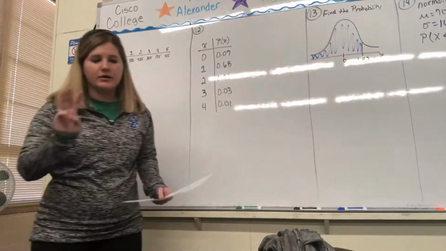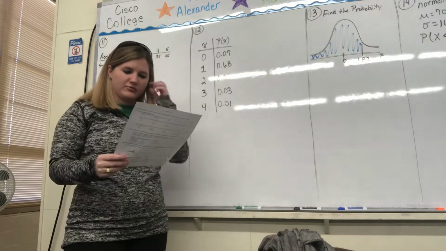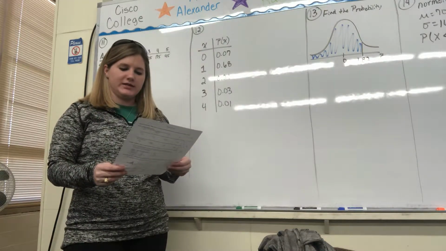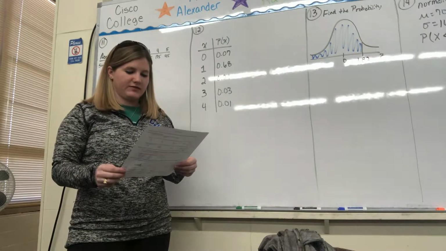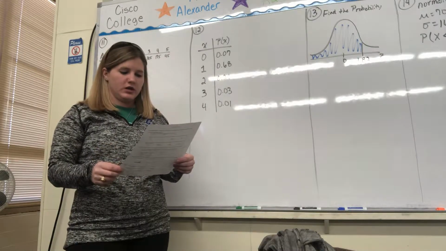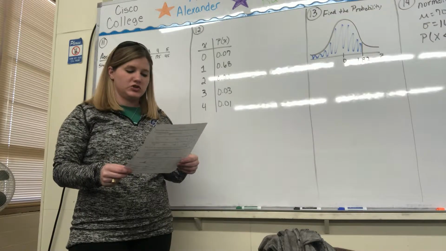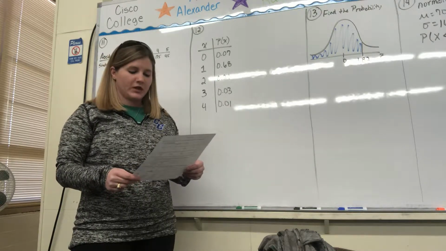Okay, we are now on page 3, number 11. A student has 5 motor vehicle accidents in 1 year and claims that having 5 accidents is not unusual. Use the frequency distribution below to determine if the student is correct.